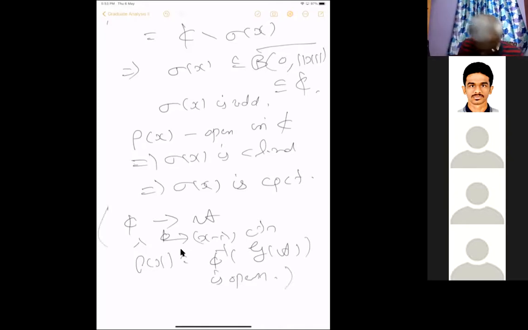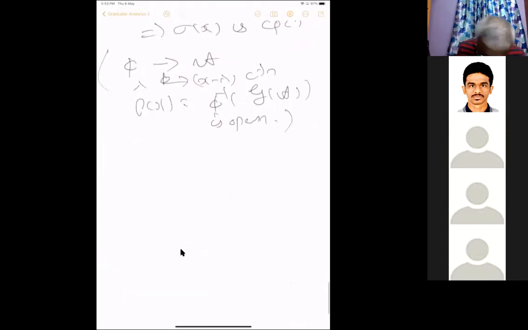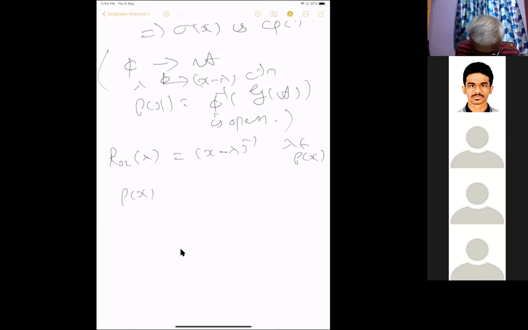So we want to prove it's non-empty. To prove that, we want to define something called the resolvent function, which we will not be using anymore, only for this proposition. Rx lambda is just x minus lambda inverse for lambda in rho of x. When lambda is in the resolvent, we define Rx as a function from rho of x to A, lambda going to x minus lambda inverse. This is what is called a resolvent function, which is useful elsewhere, but we will not be discussing it in this course. We will be using it only for this particular proposition.